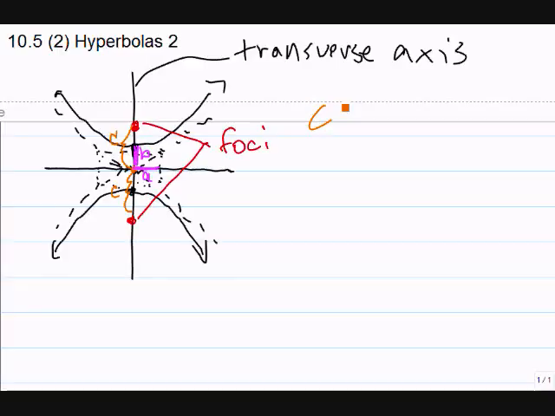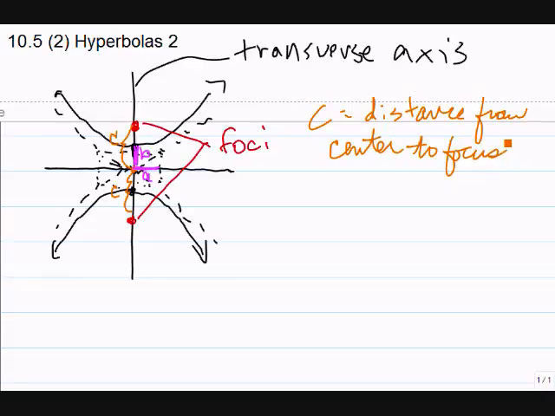So C, as usual, is going to be a distance from the center to the focus. That's been consistent with our C's. And our equation for the C for the hyperbola is c squared equals a squared plus b squared. For the ellipse, it was a squared minus b squared, or b squared minus a squared. For the hyperbolas, it's a squared plus b squared. It's the sum instead of a difference. Yes. It's always the sum. Remember, the ellipse was the difference. The hyperbolas, it's the sum.